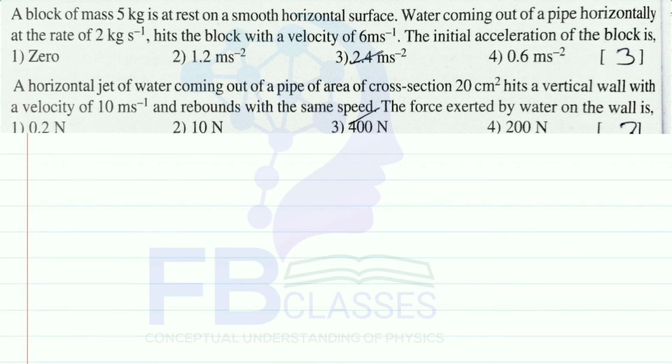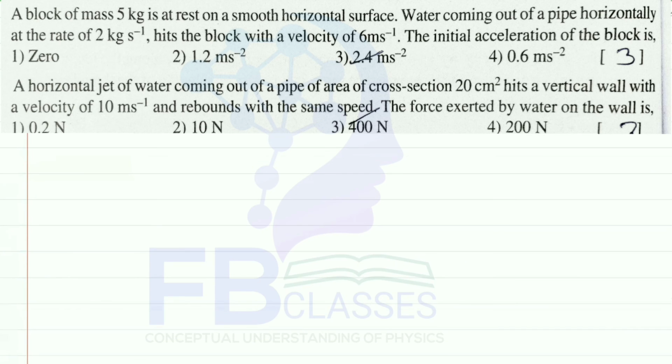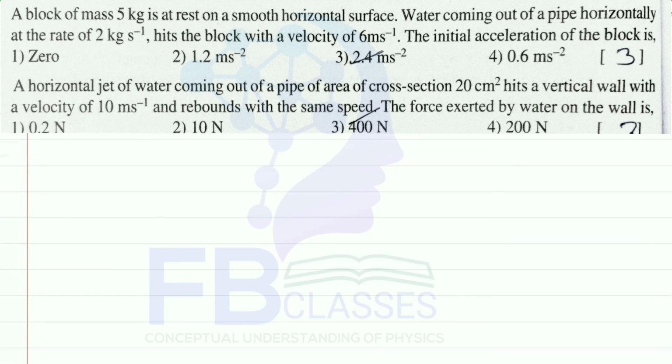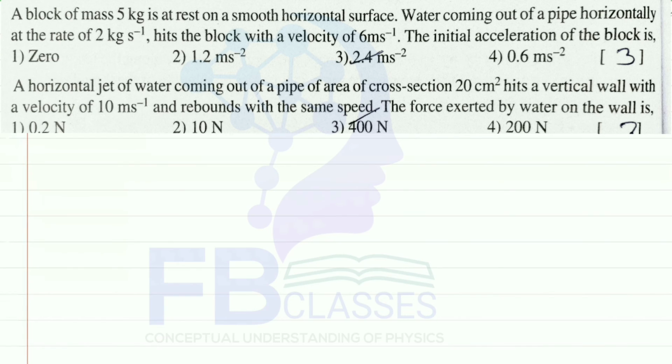Okay students, I am going to read the question now. A block of mass 5 kg is at rest on a smooth horizontal surface. Water coming out of a pipe horizontally at a rate of 2 kg per second hits the block with a velocity of 6 meter per second. The initial acceleration of the block is? The options are given as 0, 1.2 meter per second square, 2.4 meter per second square and 0.6 meter per second square.